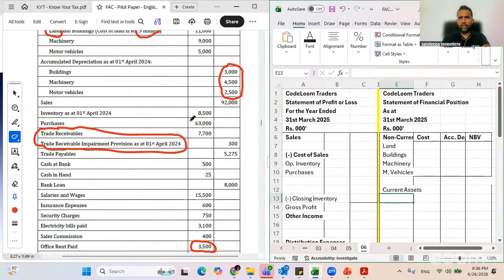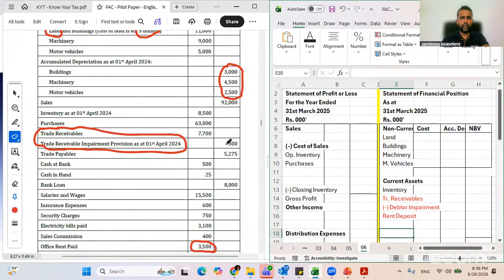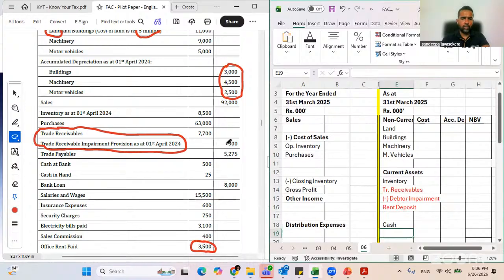Current assets. Inventory. Trade receivables. Minus bad debt impairment provision. Rent deposit. Cash. Bank balance, cash, and the total assets.